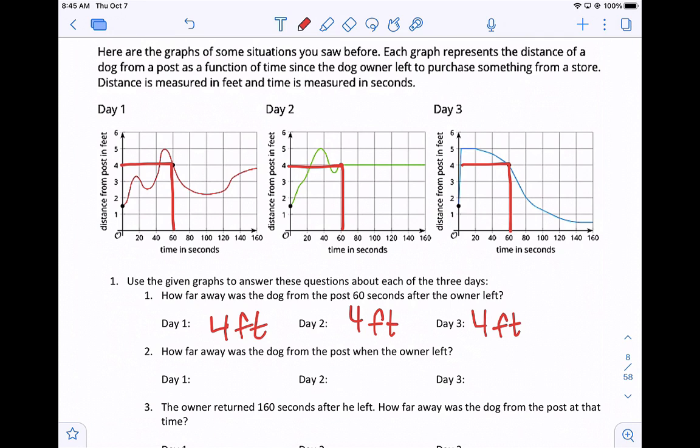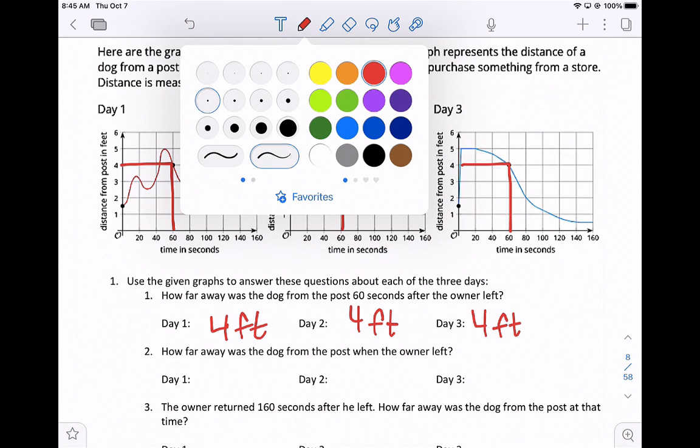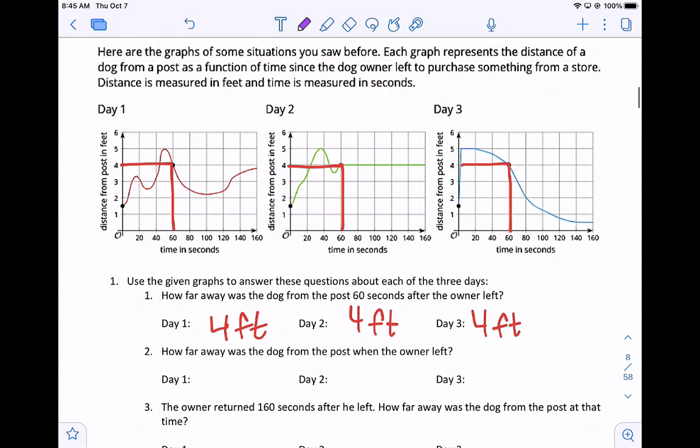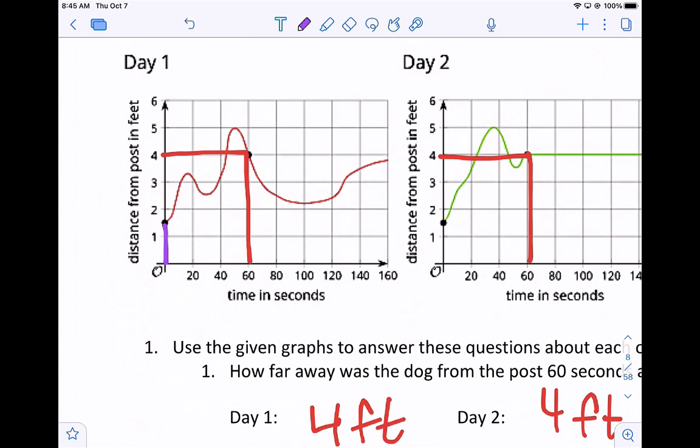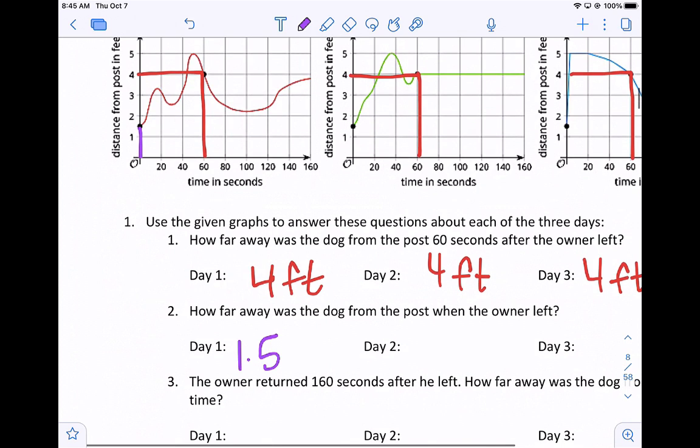Number 2, how far away was the dog from the post when the owner left? Okay, so when the owner left was at time 0, and so we can see that here it's 1.5 feet for day 1. For day 2, 1.5 feet. And day 3, 1.5 feet.